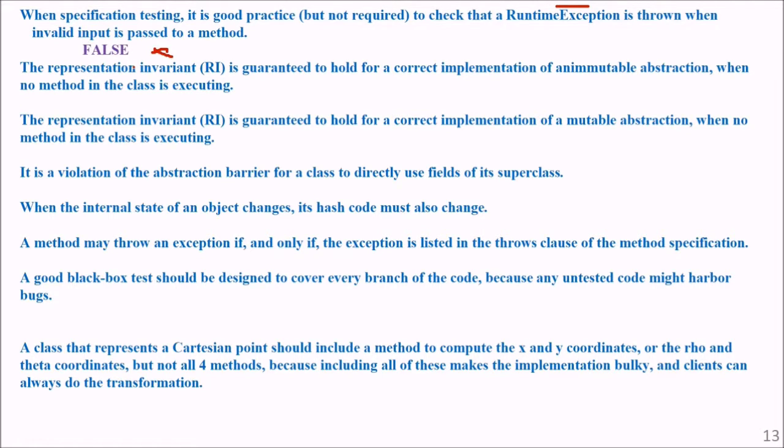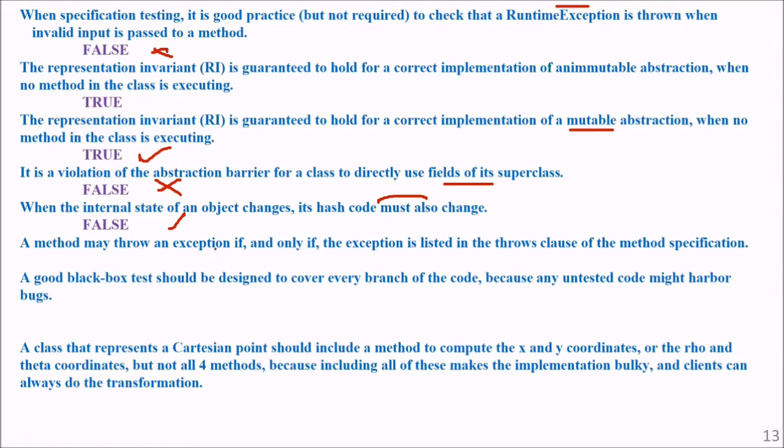False. The representation invariant RI is guaranteed to hold for a correct implementation of an immutable and mutable abstraction when no method in the class is executing. True. The representation invariant is guaranteed to hold for a correct implementation of a mutable abstraction when no method in the class is executing. True or false? True. It is a violation of the abstraction barrier for a class to directly use fields of its superclass. This is false. When the internal state of an object changes, its hash code must also change. Important question. False. It should not change.